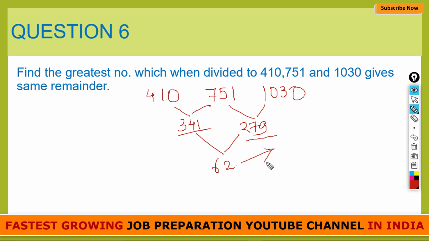So we have to find the multiples. The next multiple will be 2 into 31. See, 31 is dividing this number and this number. So 31 will be the HCF, and this is the greatest number which will divide these three numbers and give the same remainder. So indirectly, in this question also you have to find the HCF of three numbers. So this was the answer.